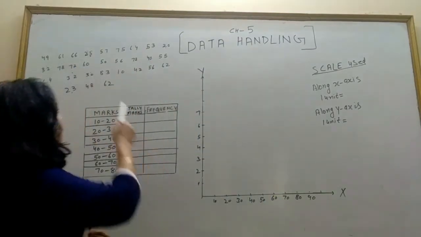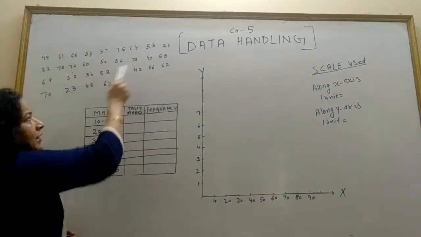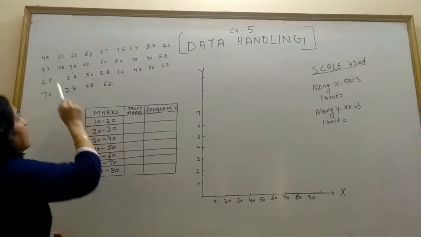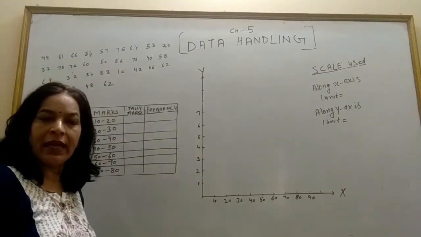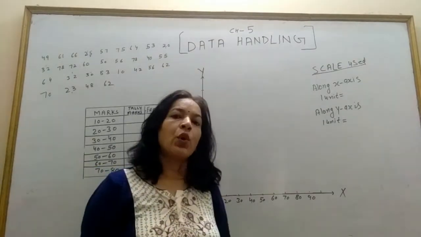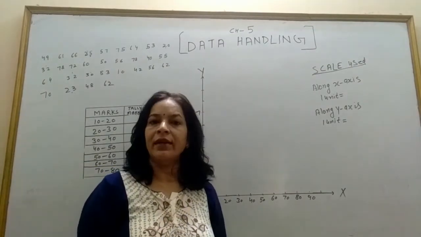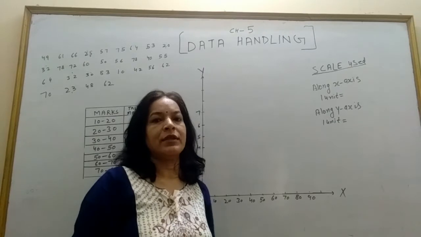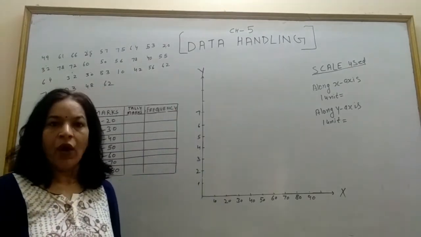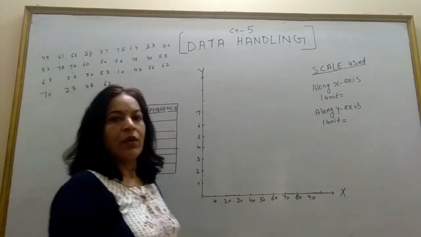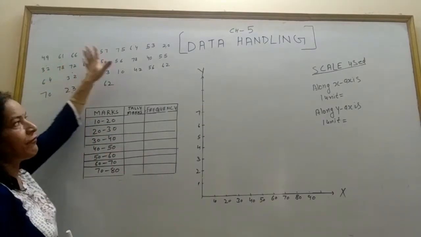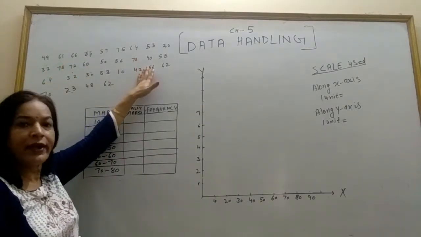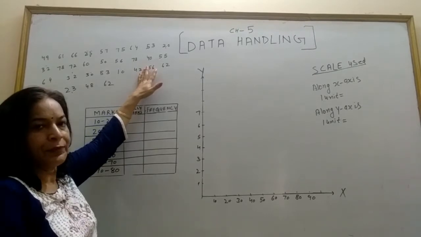Here we have been given the marks obtained by 30 students in maths: 49, 61, 57, 75. Can anybody tell me how many students scored between 60 and 70? It's time consuming. Why is it time consuming? Because the data is written roughly, unorganized, or you can say it is raw data.